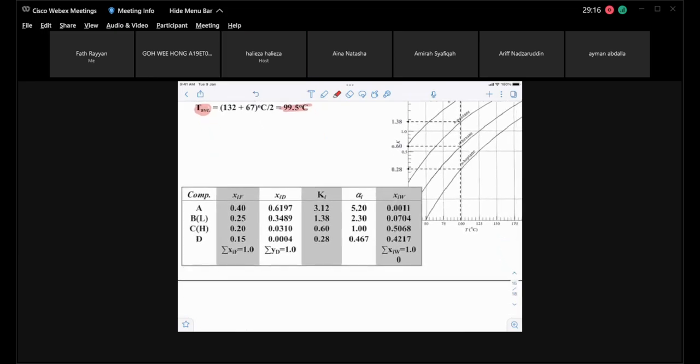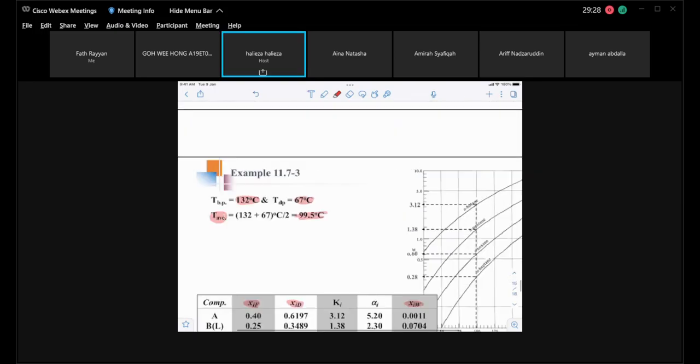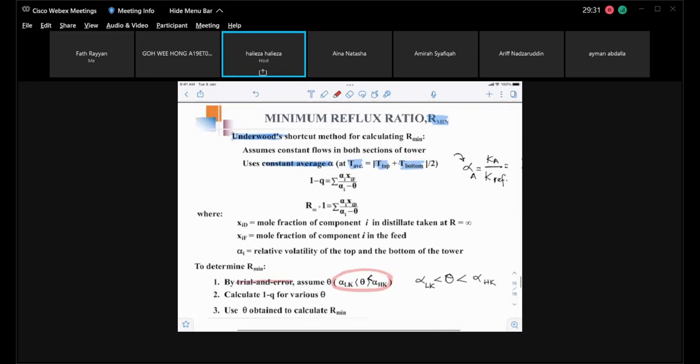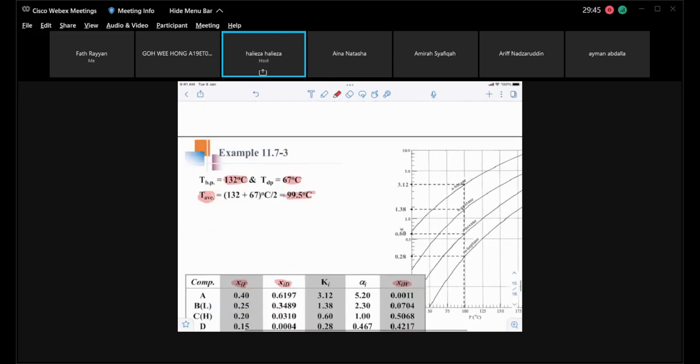Okay? So this is your table. This is your feed. This is your distillate composition. And this is your bottom product composition. You have to put them there because you're going to use the values in order to calculate your R-min. Over here you need your feed composition. Over here you need your distillate composition. Okay, but you don't need the bottom product composition, but it's just listed over here.